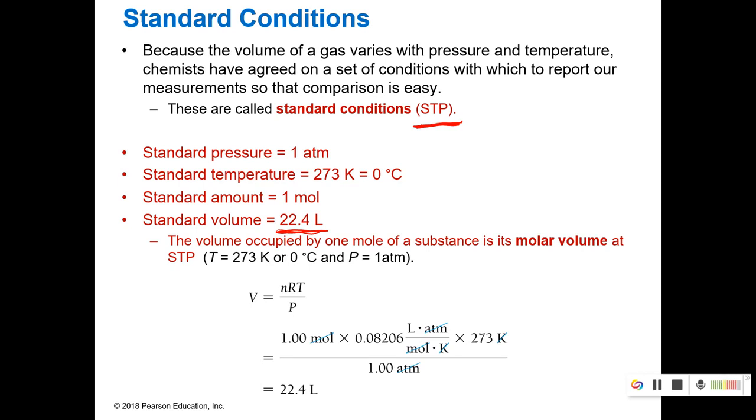And that number comes from, if you plug in all the values of standard conditions into the ideal gas law, you get 22.4 liters. Okay, and this is called the molar volume at STP because it's equal to 1 mole. This is important. 1 mole is its molar volume at STP, 22.4. Super important, equals 1 mole.